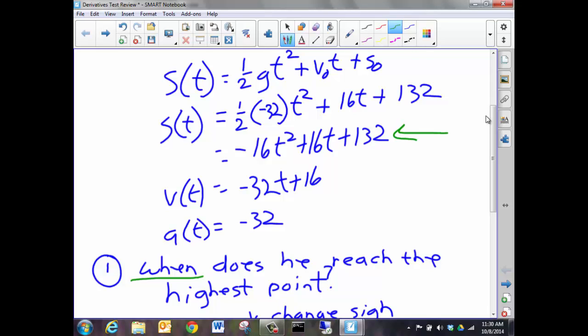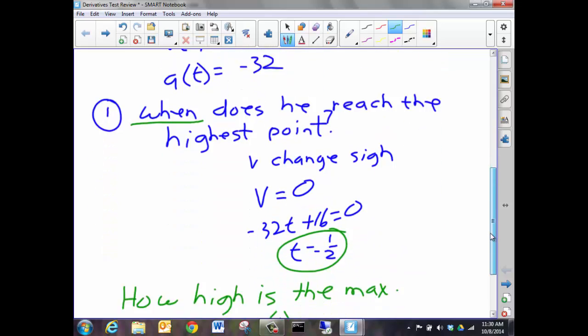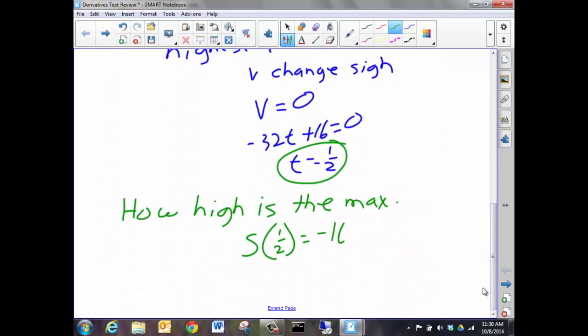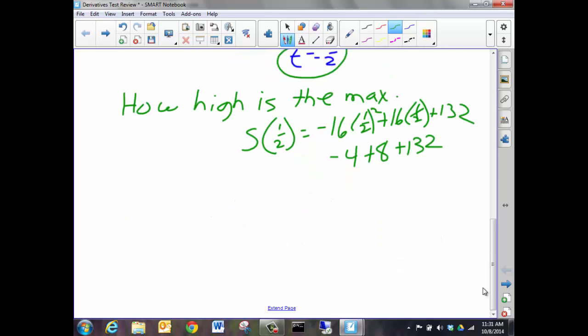So we're going to plug 1/2 into this equation right here. Negative 16t squared plus 16t plus 132. Let's go down here and do that. Negative 16 times 1/2 squared plus 16 times 1/2 plus 132. Well, 1/4 of 16 is 4. Negative 4 plus 8 plus 132 is 136. So that's how high his feet get. Okay? That's his maximum height.